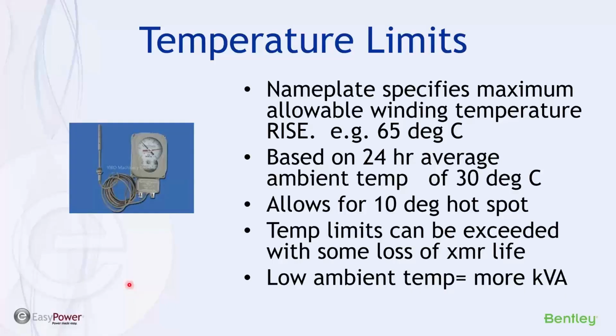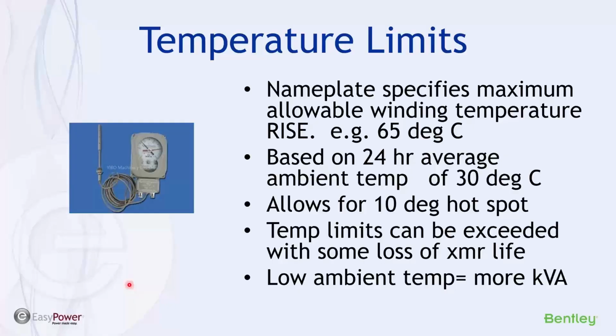And so the way this is utilized is the 65-degree rise on top of the 30-degree ambient gives us 95 degrees average temperature for the windings, and then allow a 10-degree band for the hot spot, and that determines that 105-degree limit is the hottest you want your hot spot ever to be. Now, it won't immediately fail even if we exceed this temperature, but it will have an impact on the transformer life.